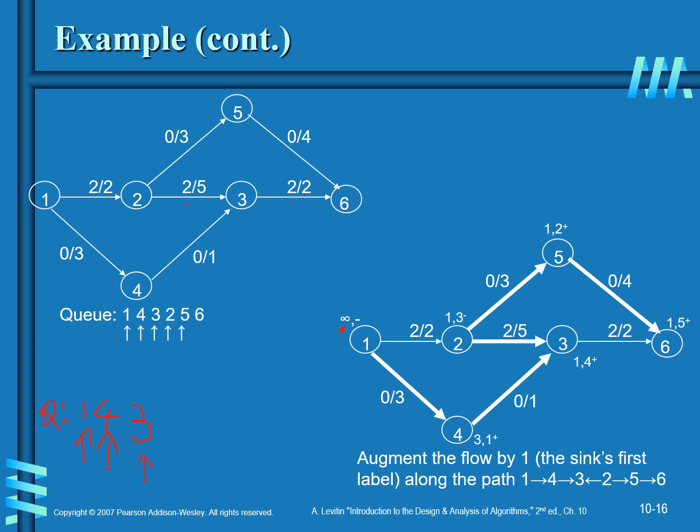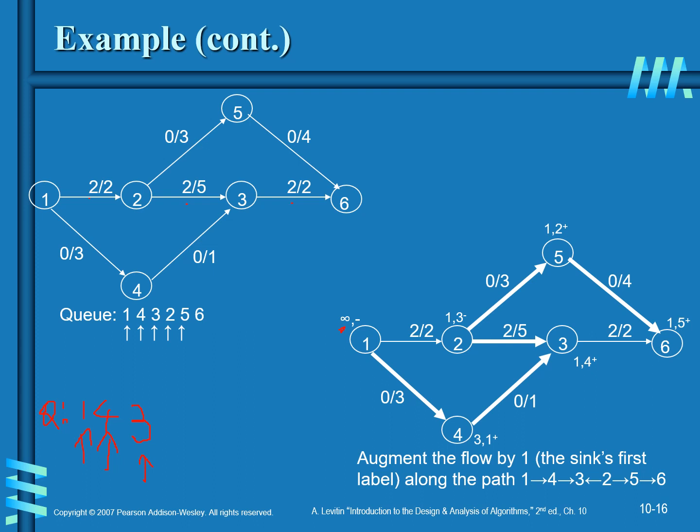From 3, there is one forward edge, 3 to 6. But again, this residual, 2 minus 2, is 0. So you cannot adjust the flow, so you cannot label 6 as of now. Leave it. Then you come to the backward edges. For 3 there are 2 backward edges: one is 3 to 2 and another one is 3 to 4. But 4 has been already labeled. So you have to label 2, because 2 is not already labeled.